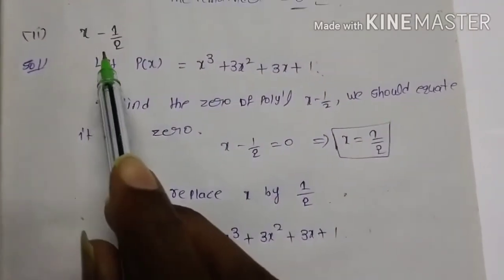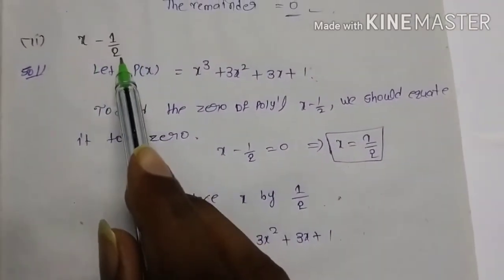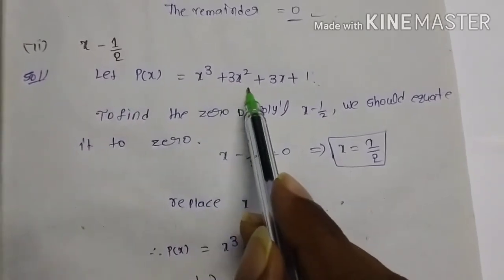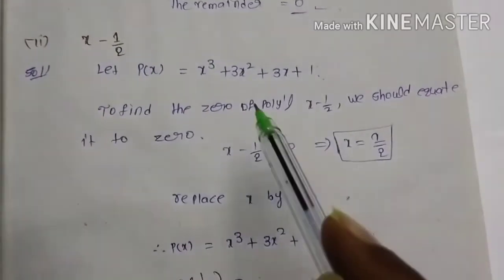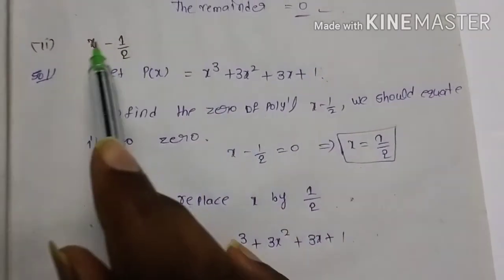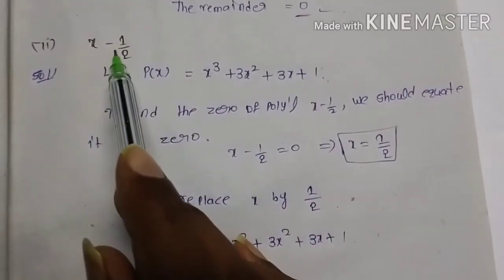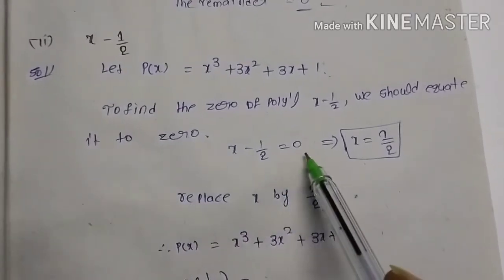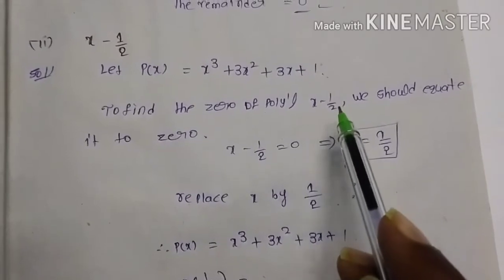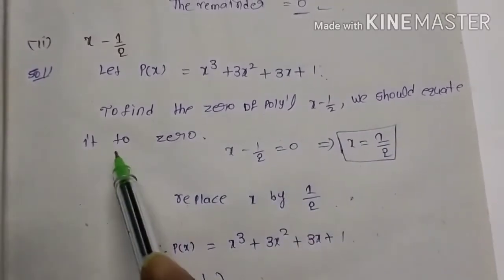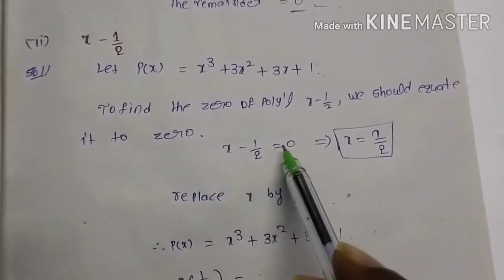Now you can see here the second one, x minus 1 by 2. We need to divide x cube plus 3x square plus 3x plus 1 with which one? Monomial x minus 1 by 2. See here, first you need to find the 0 of this polynomial. How can you find this 0 of the polynomial? We should just equate it to 0 or not. So that only I have written here. To find the 0 of the polynomial x minus 1 by 2, we should equate it to 0. That means x minus 1 by 2 is equal to 0.